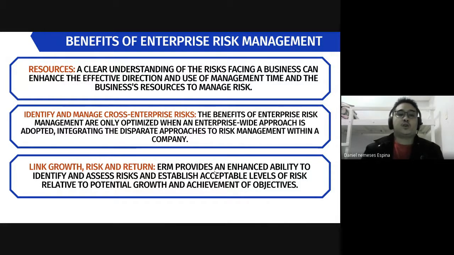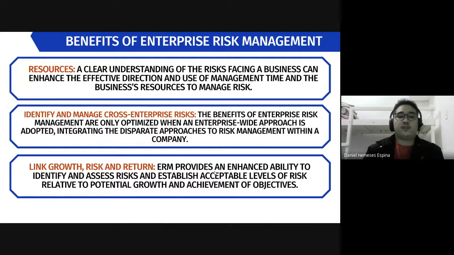Identify and manage the cross enterprise risks. So one of the best benefits of the enterprise risk management are optimized when an enterprise-wide approach is adopted. So we are managing it company-wide. So the risks are adopted, integrating the disparate approaches to risk management within a company.